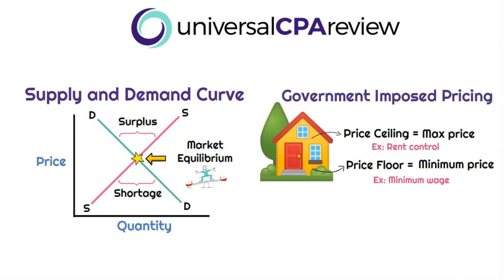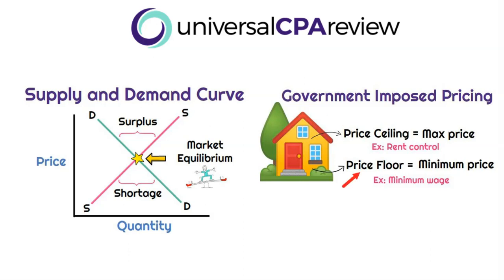Now, the government can also come in and have price ceilings or price floors, and that can impact the market equilibrium, right? So an example of a price ceiling, that's when a price is set at a certain max. Now, if that price ceiling is below the market equilibrium, well, that's going to end up creating a shortage because the price is lower than really what the market is willing to pay, right? So it's going to go real fast.